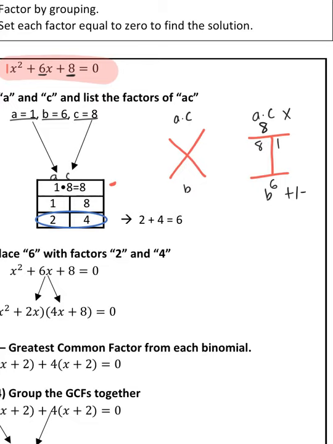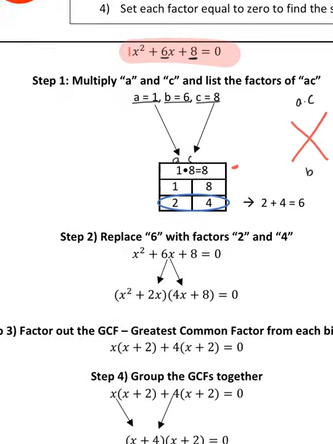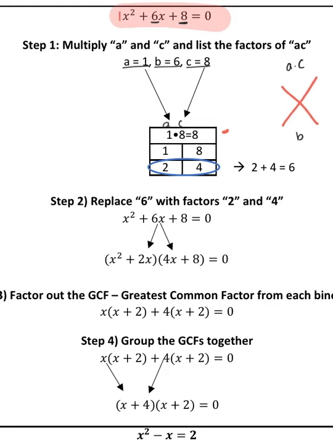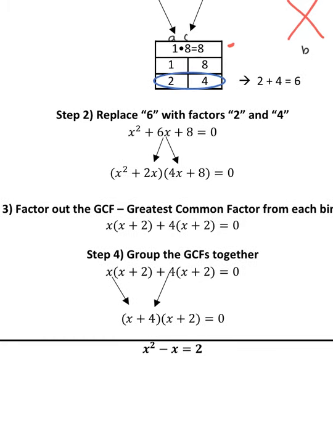Other factors of 8 are 4 and 2. If I add 4 and 2, I get 6. So that means the 4 and the 2 are going to be my factor pair here. And then you'll see on the table that's over here with the blue circle around it, 4 times 2 is the same thing as 2 times 4. So 4 and 2 are your factor pairs. The way that it is written for you in step 2, this is called double distribution.